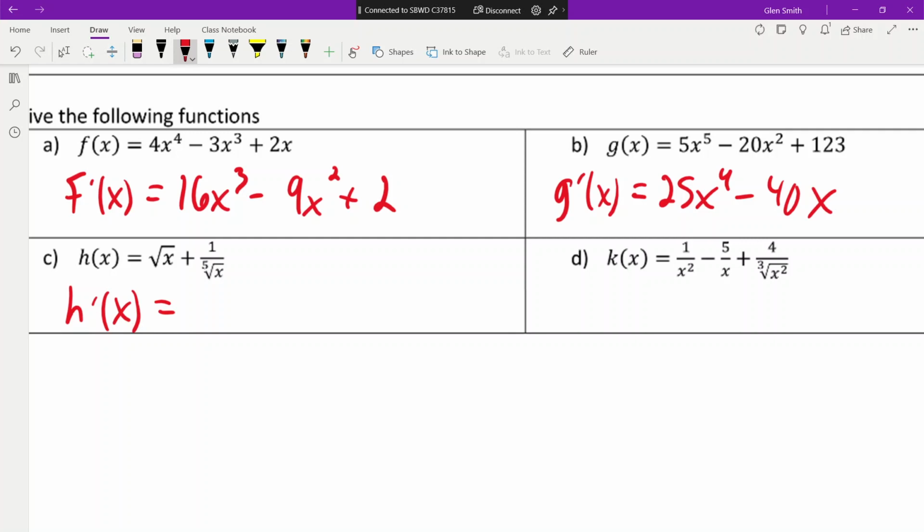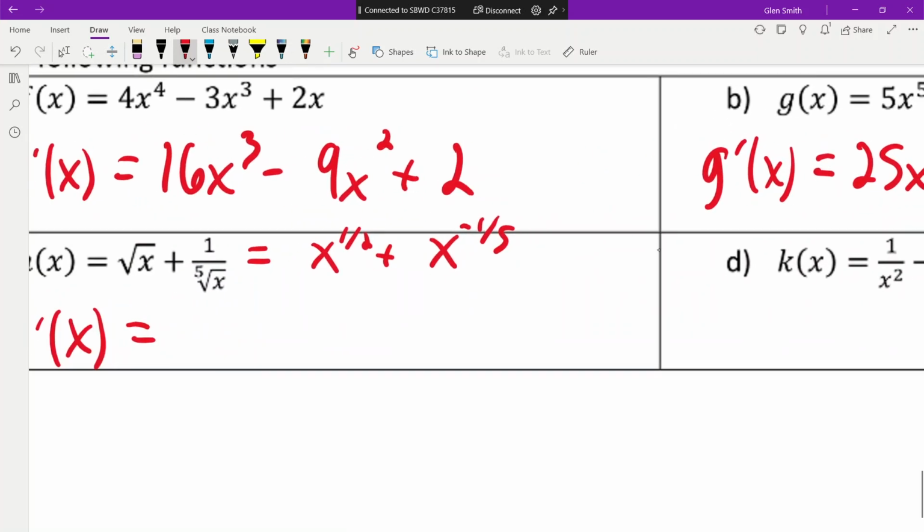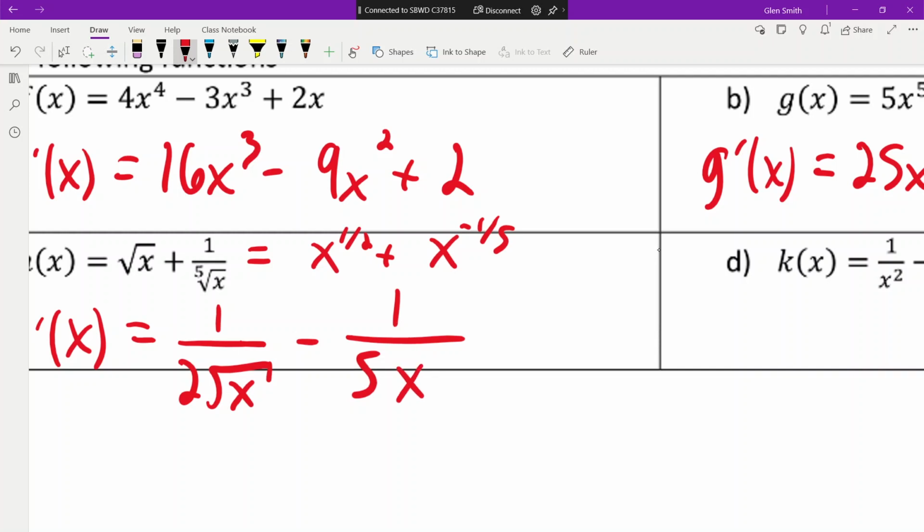All right, h prime of x. The derivative of root x. Well, first off, you can rewrite that. You can think x to the 1/2 plus x to the negative 1/5. But the derivative of root x, I'm telling you, just memorize, it's 1 over 2 root x. Minus 1/5, that's what happens with the negative 1/5 coming down. Subtract 1 off of that. That's x to the negative 6/5. How we doing?